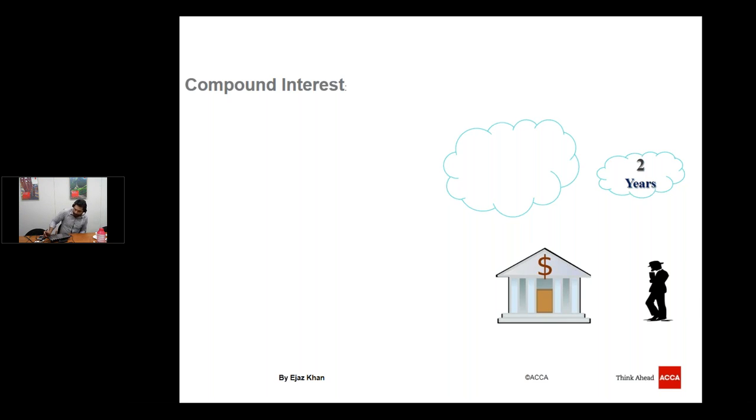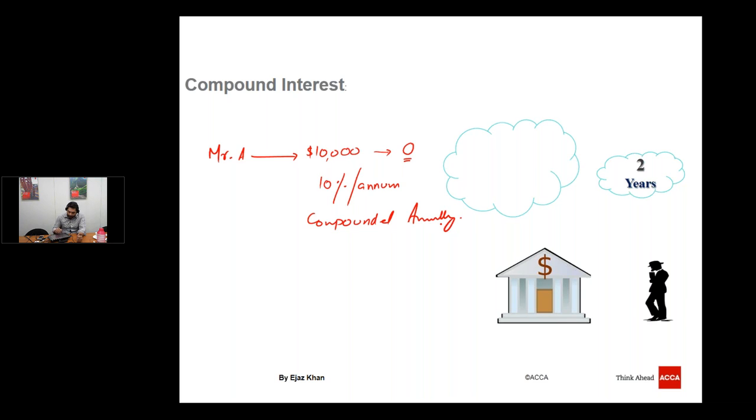Let's see how compound interest calculations work. Let's suppose that Mr. A wants to invest $10,000 today, and we usually denote today's time as 0. So at point 0, Mr. A is going to invest $10,000 at 10% per annum, compounded annually, that is the interest will be charged annually. How much will Mr. A expect after 2 years?